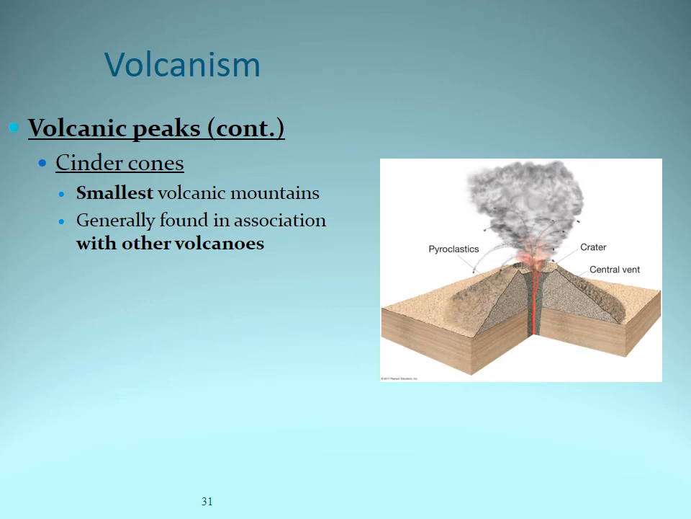Cinder cones are very much like your composite. They're the larger cone-shaped and dangerous type of volcanoes. And they are typically found associated with other volcanoes.